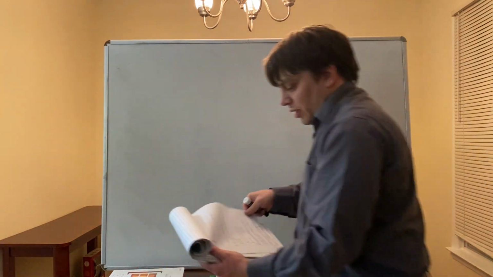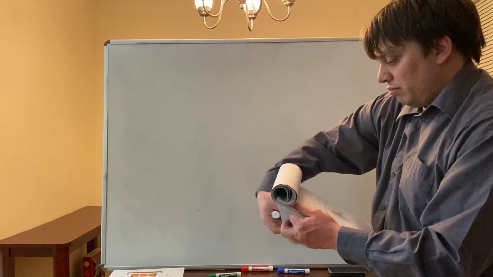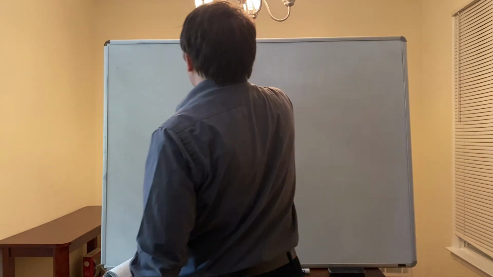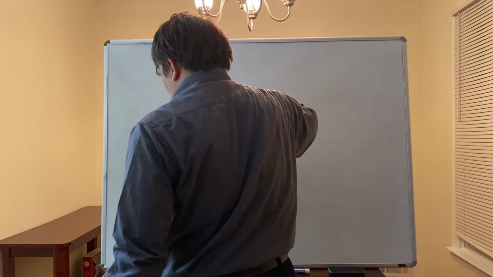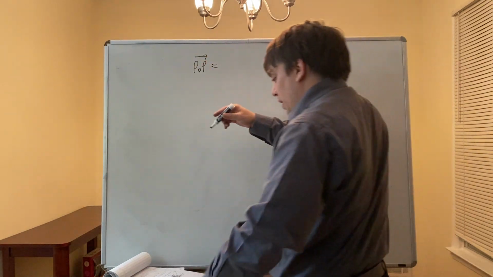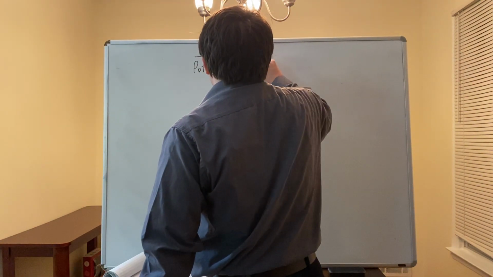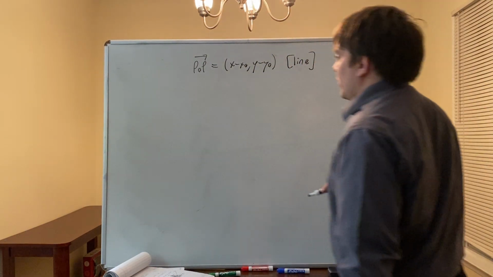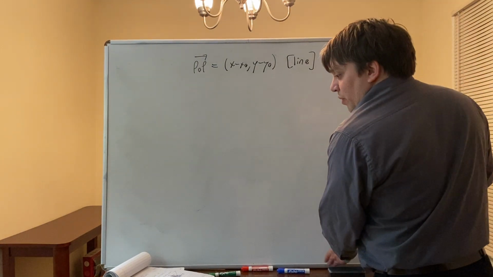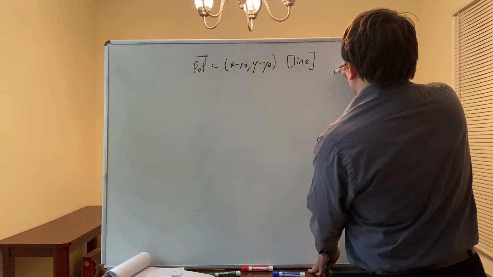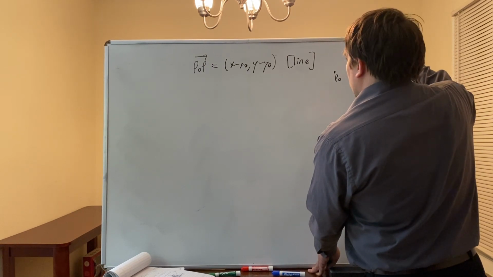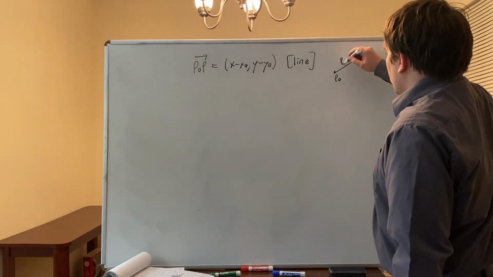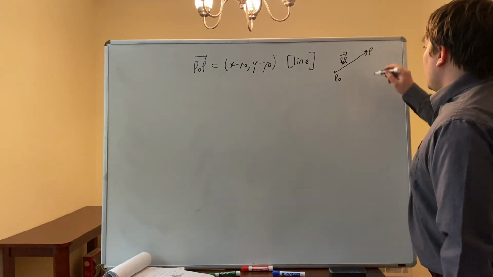Okay, so now P naught P, as a vector starting at point P naught and going to point P, could be written as x minus x naught comma y minus y naught. That's if you're talking about two space, if you start at the point P naught and you're going to point P. P naught P is a vector from P naught to P in R2.